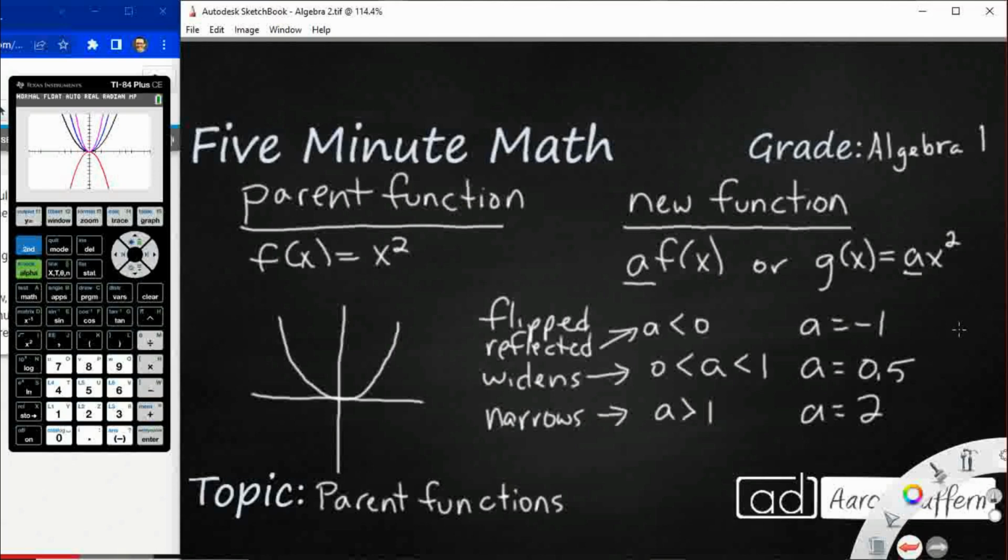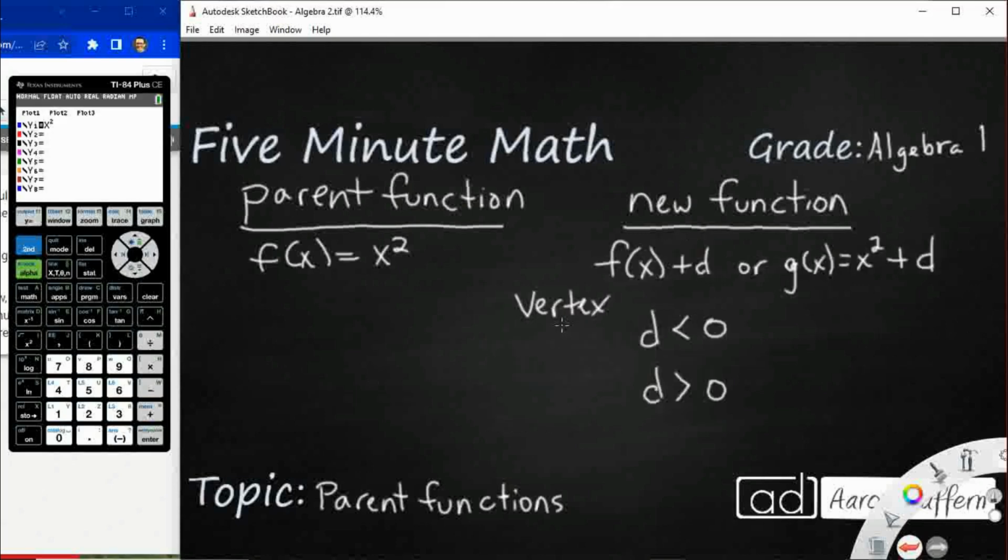Let's see what happens with a different function. So if we do f of x plus d, or think of it as g of x equals x squared plus d, what happens when that d is greater than 0 or the d is less than 0? Well, all that's doing is shifting our vertex. It's going to be shifting it up or down. So let's say d equals -2. So let's do x squared minus 2. Let's see what happens with that.